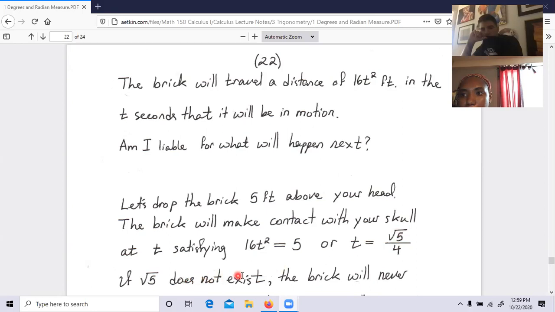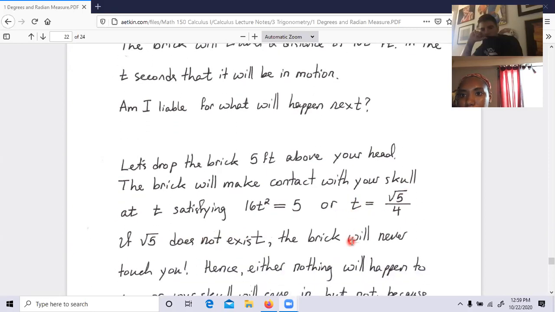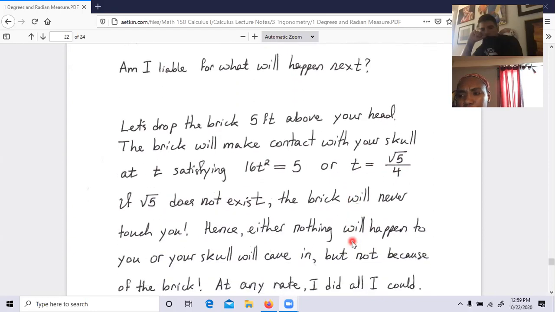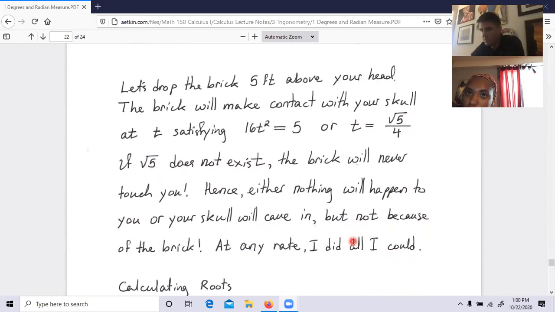So if root 5 does not exist, that means that there is no moment of time where the brick comes in contact with your head. It will never touch you. So either of two things: either nothing will happen to you if I drop the brick, or if your head gets smashed, it's not because the brick fell on your head. It has nothing to do with me. It did not cause your head to splatter. It's just coincidental, right? I dropped a brick, and just at that moment of time, your head caved in. At any rate, I did everything I could. You cannot blame me.